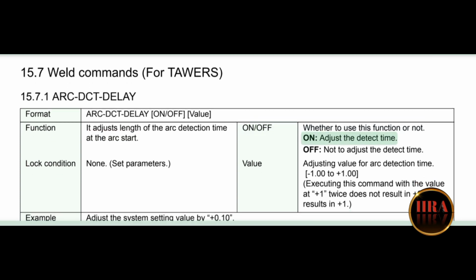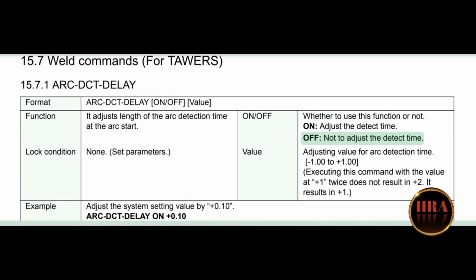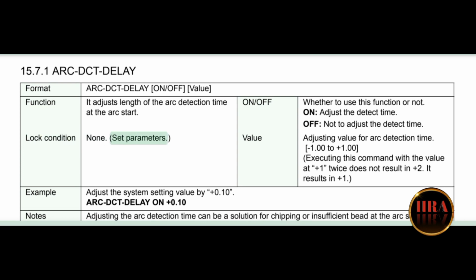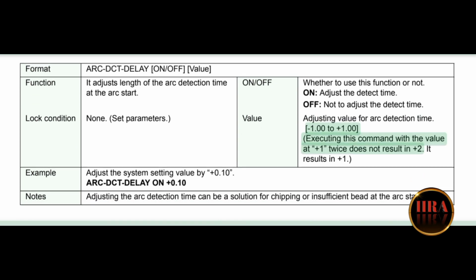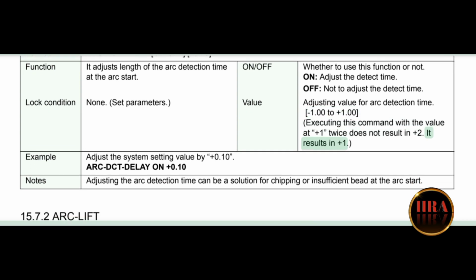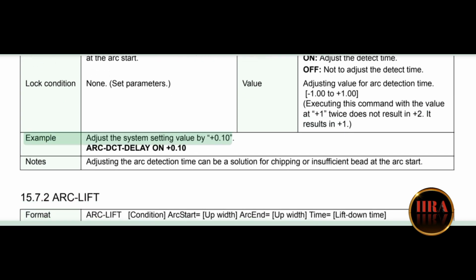On: adjust the detect time. Off: do not adjust the detect time. Lock condition: none. Set parameters. Value: adjusting value for arc detection time, -1.00 to +1.00. Executing this command with the value at +1 twice does not result in +2. It results in +1.